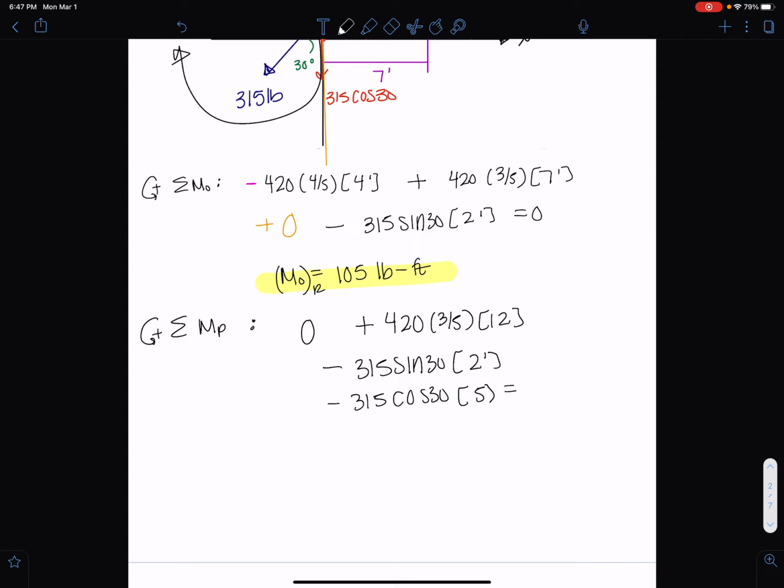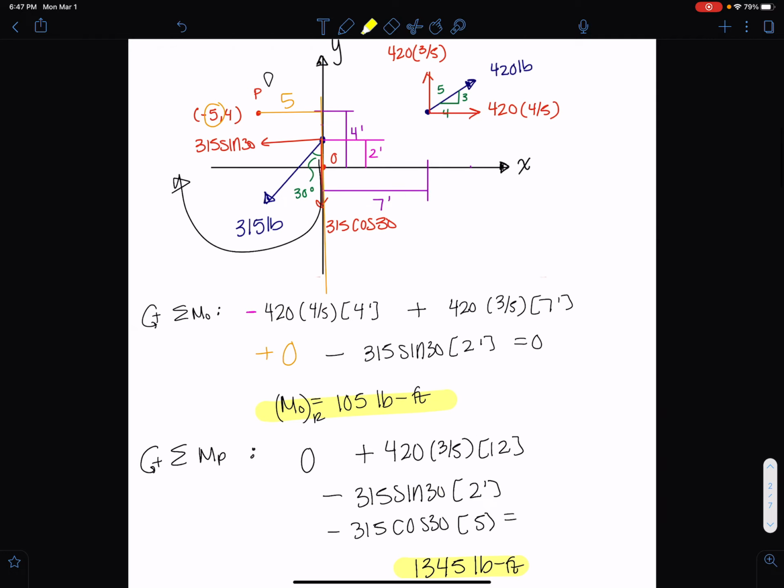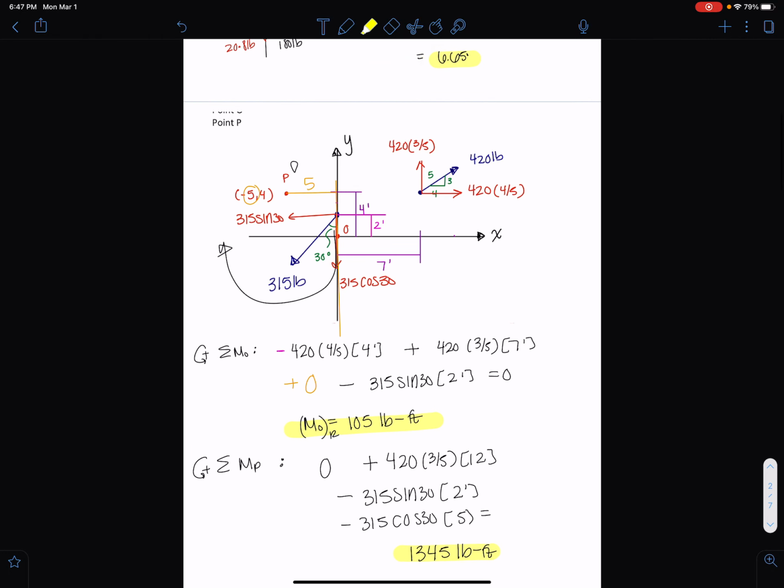Oh, I plugged that in wrong. Let me try this one more time. 420 times 3 divided by 5 times 12 minus 315 sine 30 times 2 minus 315 cosine 30 times 5. There we go. I got 1345 pound-feet. Okay, so make sure you guys can get all of these moment arms about any point on the system.